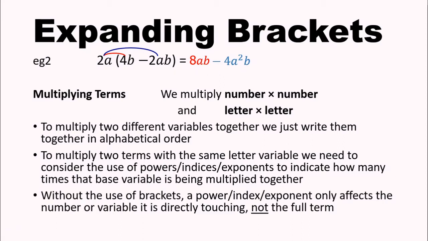Without the use of brackets, a power, index, or exponent only affects the number it's directly touching, not the full term. So that's to explain that this a is squared because I've just done a times a. This is not the 4 getting squared at all here.